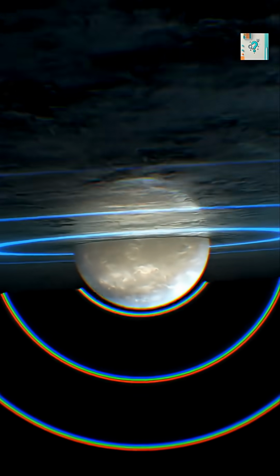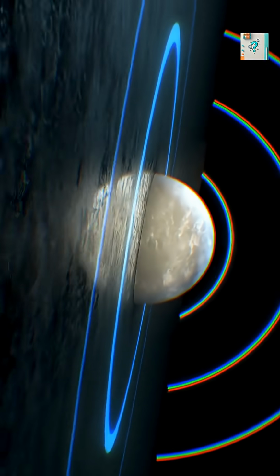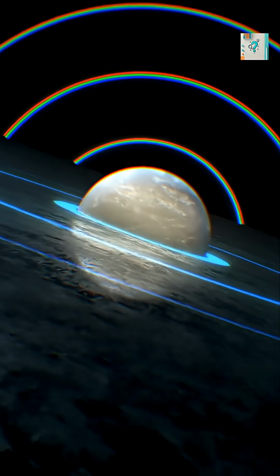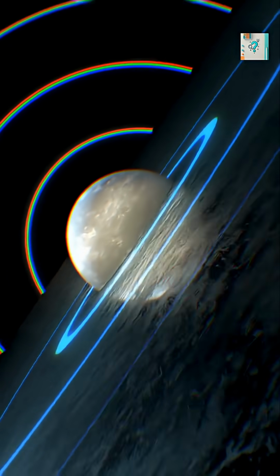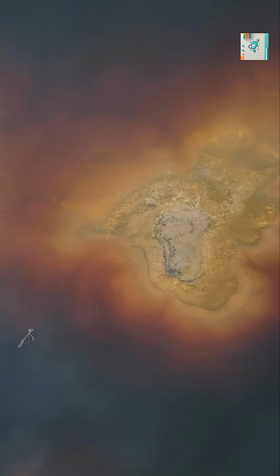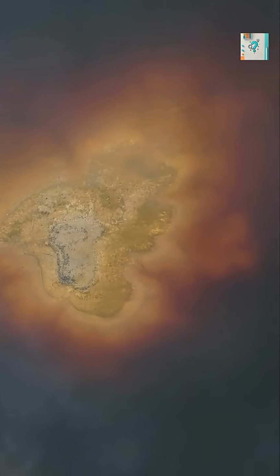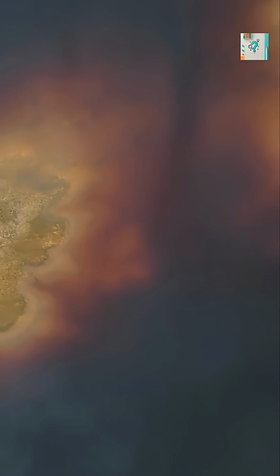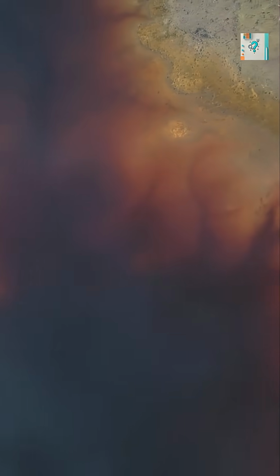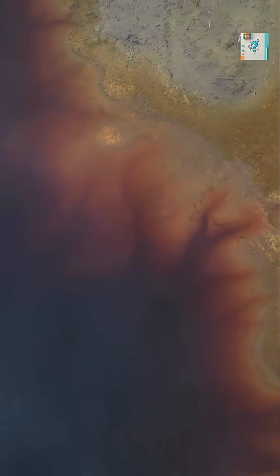With the magnetic shield weakened, high-energy radiation from the sun and cosmic rays penetrated much deeper into the atmosphere. This caused intense auroras to appear at much lower latitudes, possibly visible near the equator. Radiation levels increased, and the atmosphere itself was chemically altered.